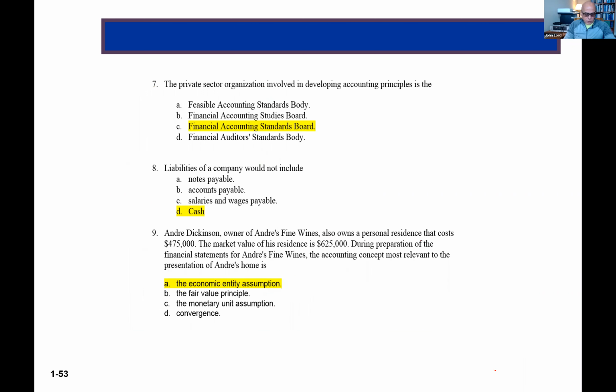Okay, good. The private sector organization involved in developing accounting standards, we saw that the SEC oversees what? The Financial Accounting Standards Board. They are a private sector, private not-for-profit organization that sets the accounting standards that the SEC has said, yeah, we recognize you, FASB, as the standard setter. And so corporations are required to follow the FASB standards.